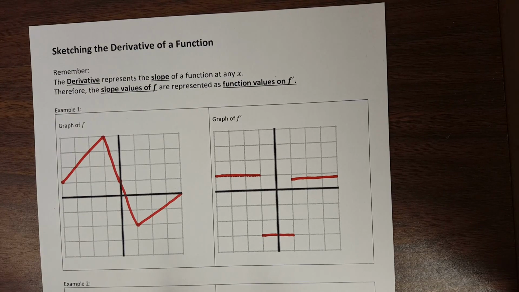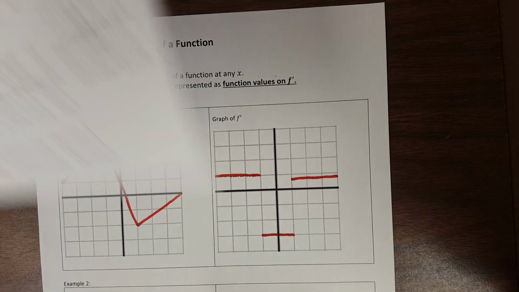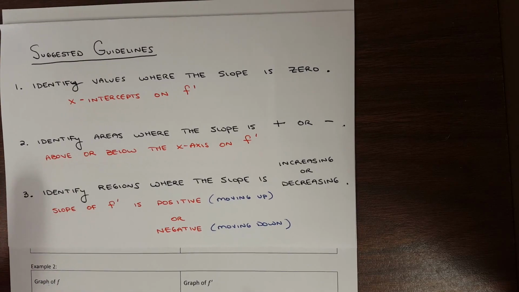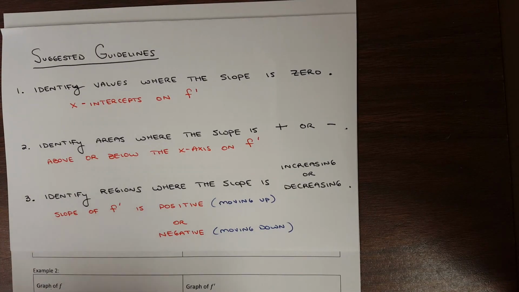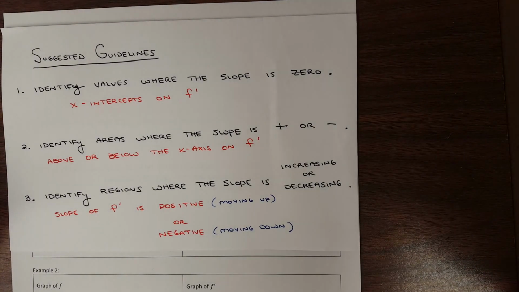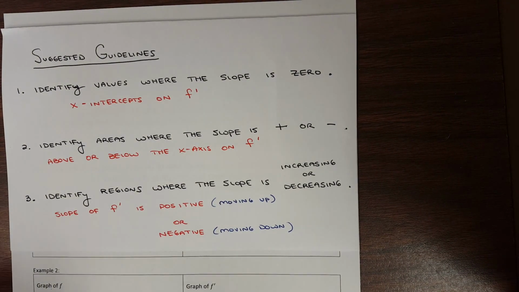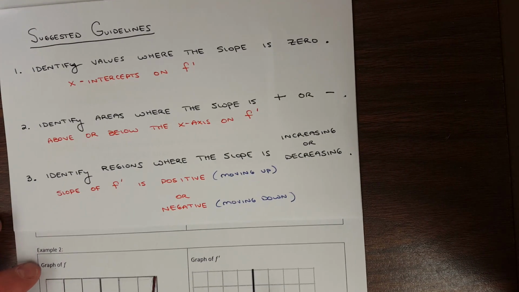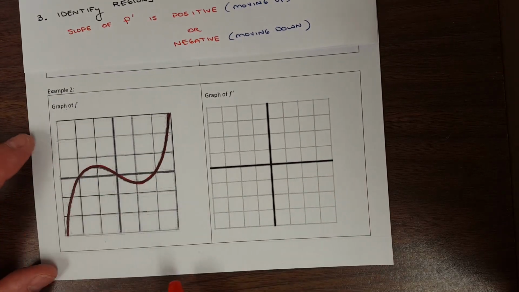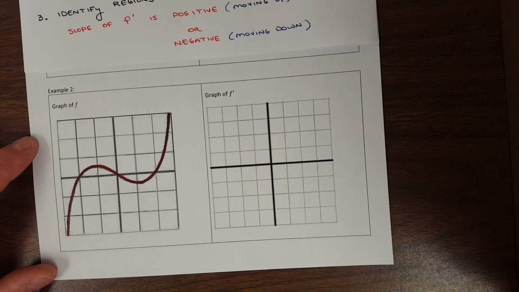For the rest of these, I might suggest pausing the video here. These are just some suggested guidelines for you to use when you're working through these. So pause it for a minute, copy these down, and we'll continue. With these guidelines, and I'll talk you through them here, here's our next example. The graph of f, and we're going to be graphing f prime over here.